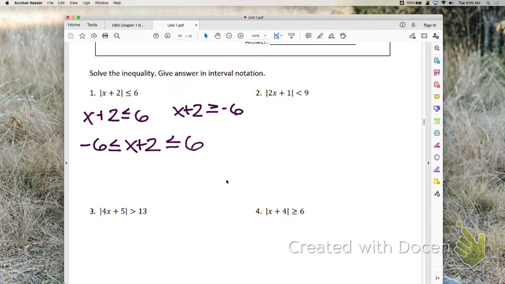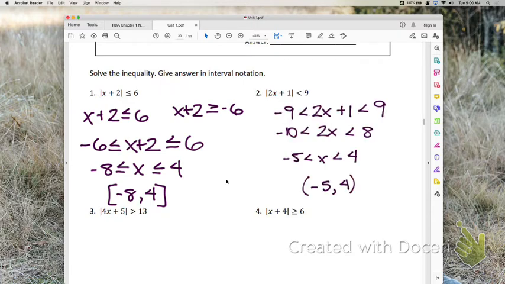Okay? Once you get 1, go ahead and try 2 because it's very similar. We will give our answer in interval notation on this, but we will not graph. So my interval notation for this one would look like this. If you've got that one, go ahead and try 2.